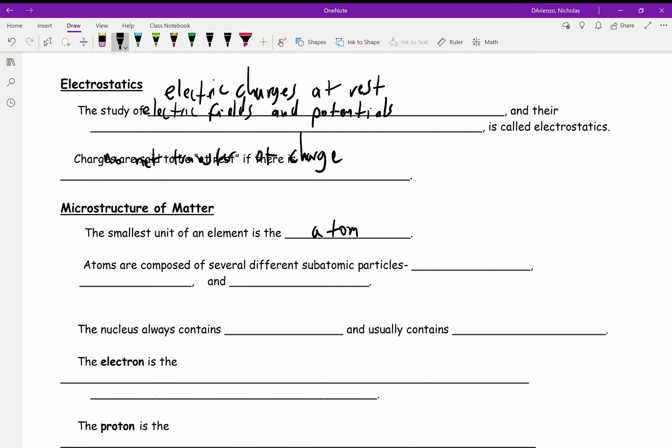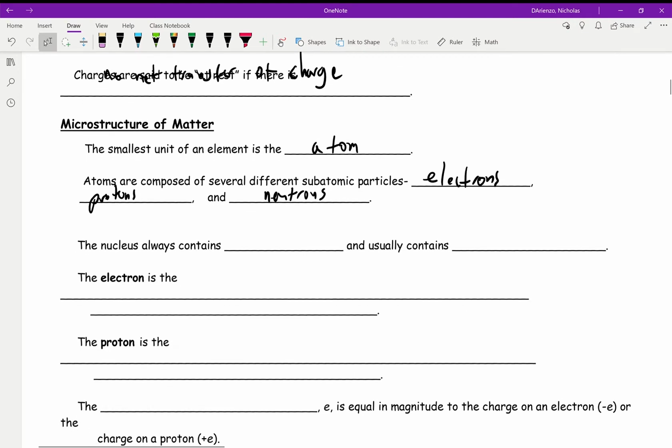And we know that atoms are composed of several different subatomic particles, 3 in particular: electrons, which we are particularly interested in this unit, protons, and neutrons. And again, this should be review. Hopefully all remember the charges on these 3 different subatomic particles, and later in the year we'll break some of these down into even smaller fundamental particles. Now the nucleus is always going to contain 2 of these subatomic particles: the protons and neutrons.